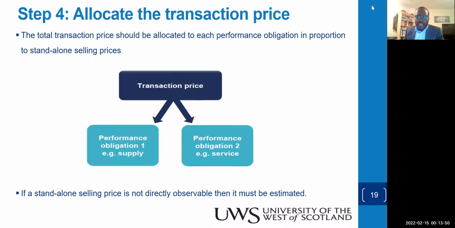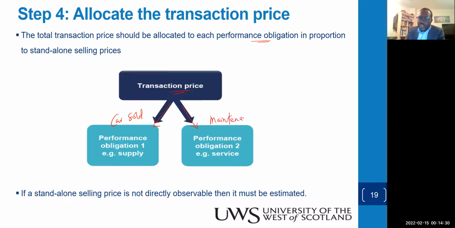Step 4 of the 5-step model says that once we've identified the price, let's allocate it. Allocation: which one goes where? The total price should be allocated to each performance obligation in proportion to standalone selling prices. Was there a specific provision of goods and service, and was there any provision of another? Maybe it was a car we sold, and then the second one possibly could be the maintenance.